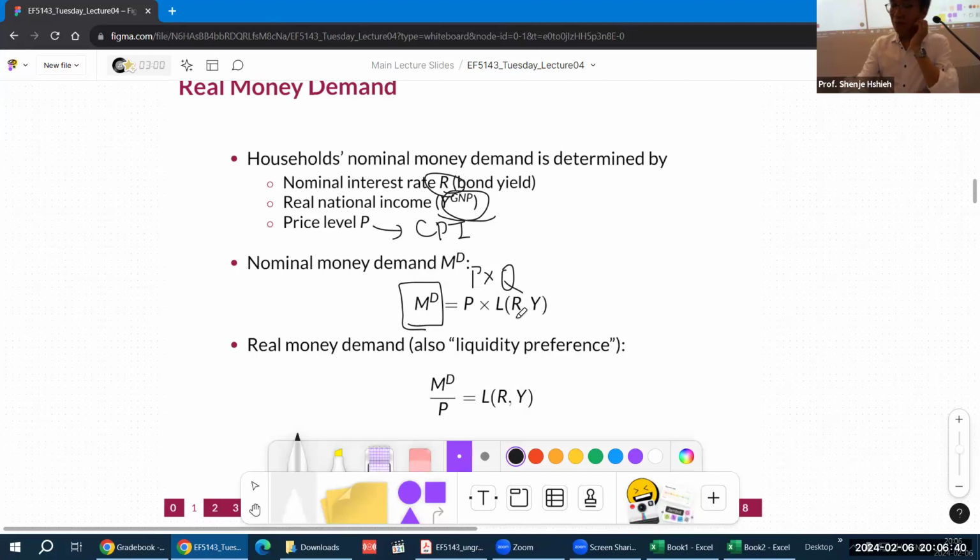So as I said before, the relationship between L and R should be straightforward, right? As I increase R, the cost of holding on to cash increases because I'm foregoing the additional returns I can get by saving. So the higher the interest rates, the less likely I'm going to hold on to cash, and therefore it negatively impacts this L function or liquidity preference. So I'm going to write a minus sign here, but you can also say that the partial L with respect to partial R is negative.